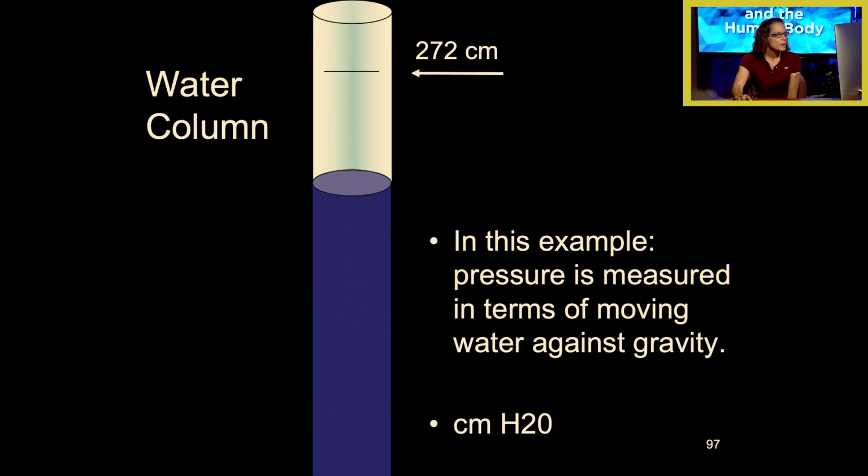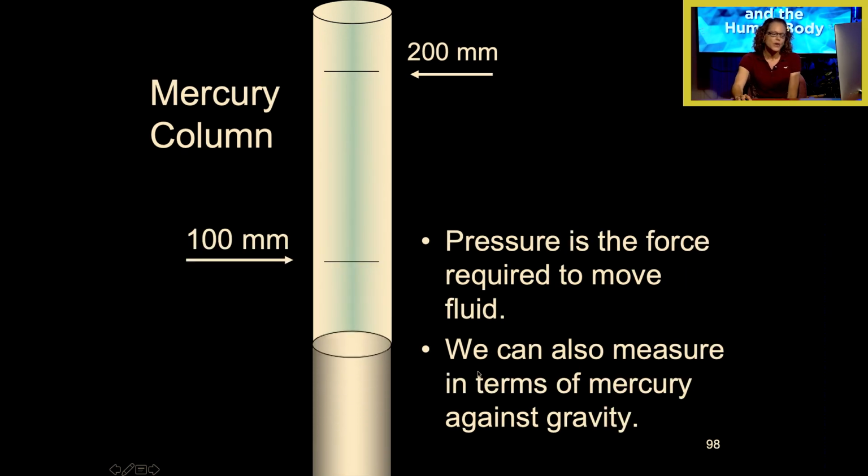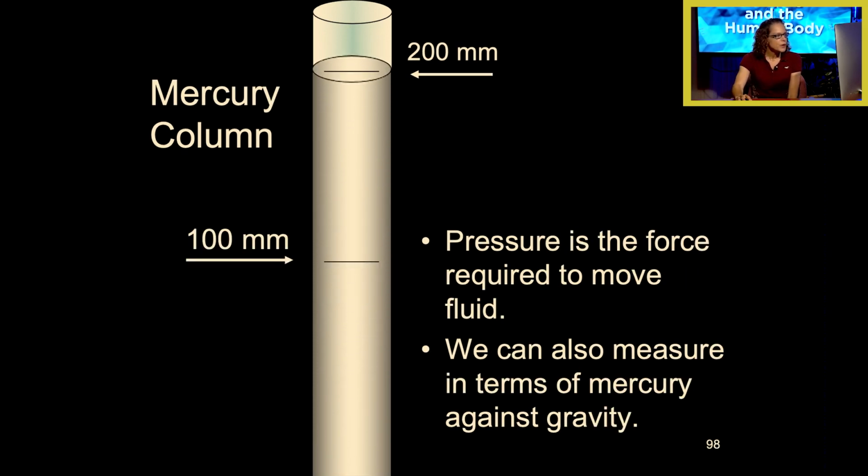In this example, pressure is measured in terms of moving water against gravity, and we're measuring it in centimeters of water. If we use a mercury column, this pressure is the force required to move fluid as well. We can also measure in terms of mercury against gravity. We use millimeters of mercury to measure blood pressure because mercury is about 13 times more dense than water. Either element would give us a standard measure, but if we used water, we would have a much higher number to wrestle with.